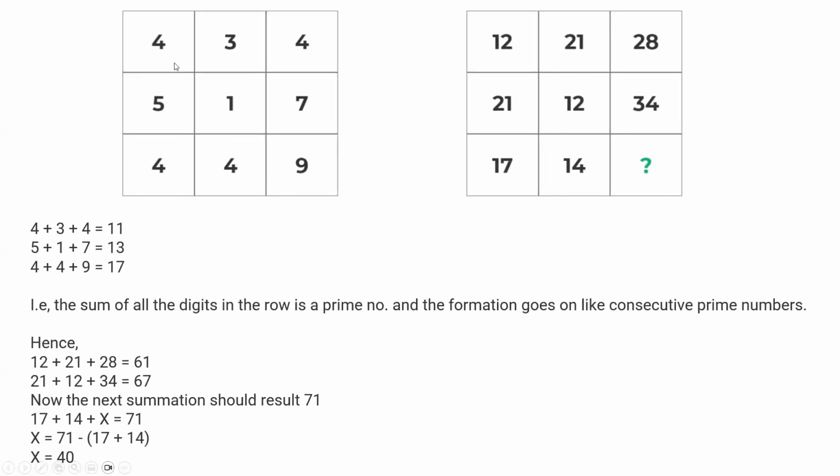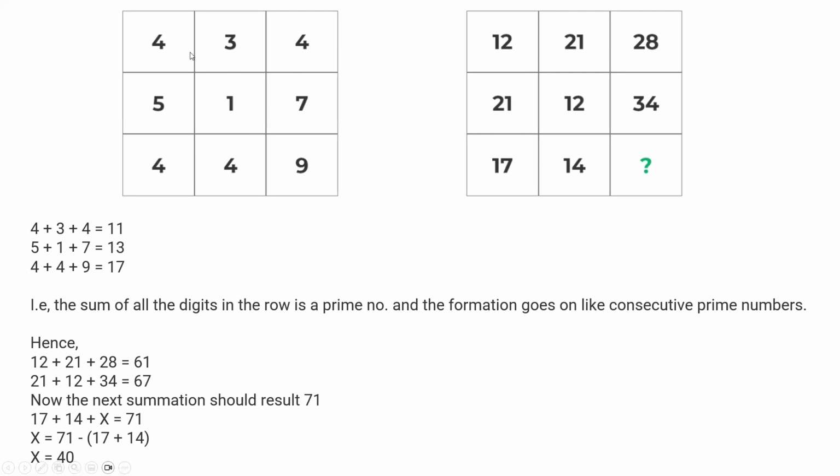We have to add all these first row numbers. 4 plus 3 plus 4 is 11, and 5 plus 1 plus 7 is 13. 4 plus 4 plus 9 is 17. We have to figure out somehow how these are interconnected. So we have to multiply like this. Whichever gives you the most suitable solution, you can mark it as the right answer.